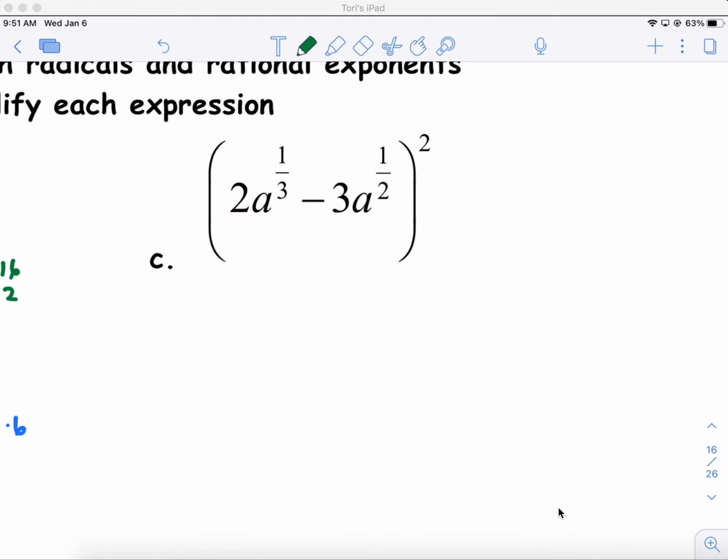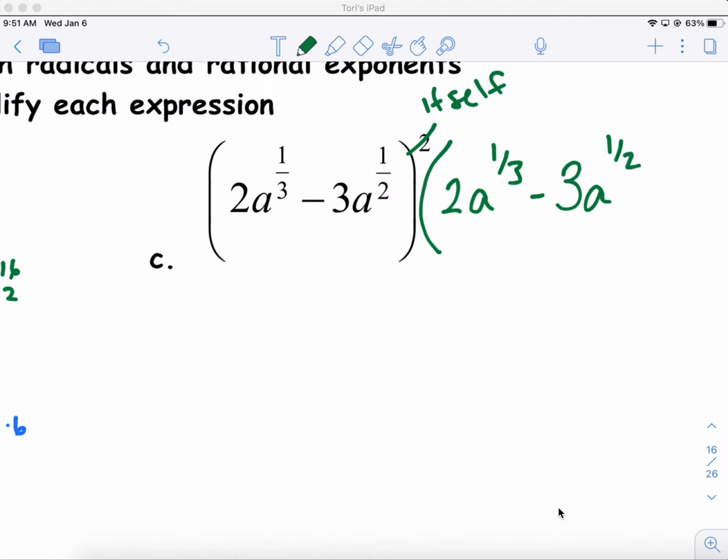Letter C, remember I told you we can distribute exponents, but not if there's a plus or a minus. So because there's a plus or minus, that means we literally want to multiply this by itself. So I'm going to write this whole thing out again. 2a to the 1/3 minus 3a to the 1/2. Okay, we are going to treat this with FOIL.